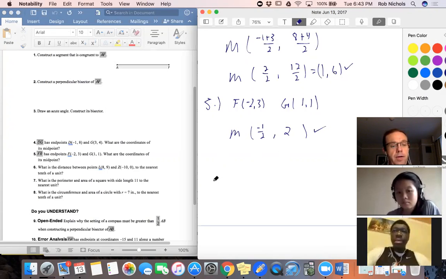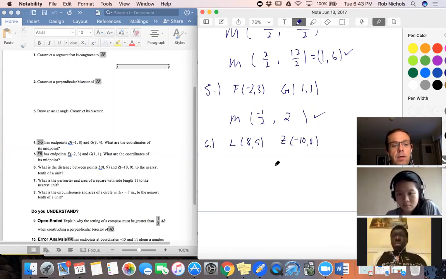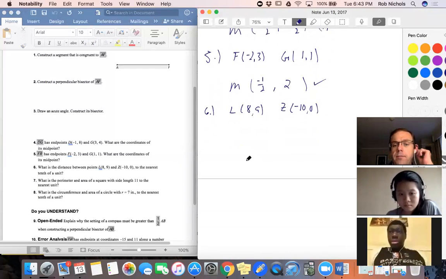All right, let's try number 6. So number 6 asks about the distance between 2 points. So we have the point L, which is (8, 9), and we have the point Z, which is (-10, 0). Does anyone recall the formula for the distance?